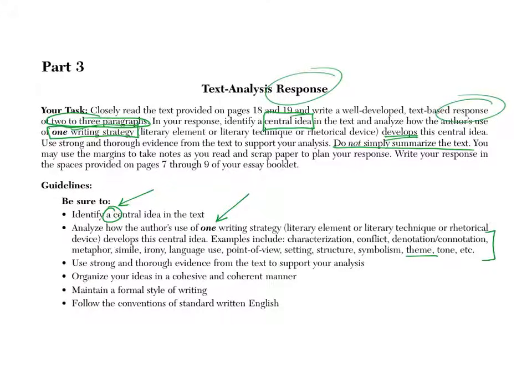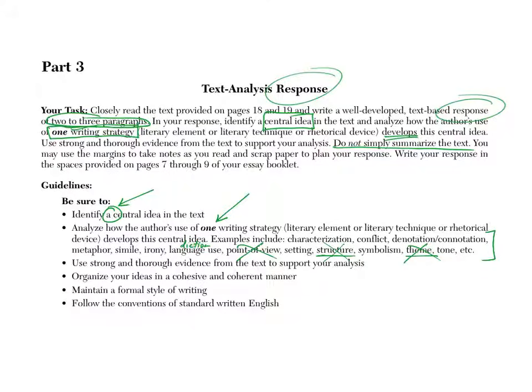What's the difference between theme and central idea? They're basically the same thing. So if you choose theme, you're going to use a theme to analyze a theme. I'd say stay away from theme. I'd say stay away from point of view unless there's a really distinct point of view. By language use, they mean diction. Structure could be used in some cases, but I'd say it's rare. So probably don't want to have that as your first option.